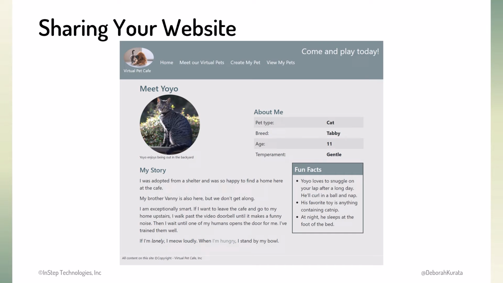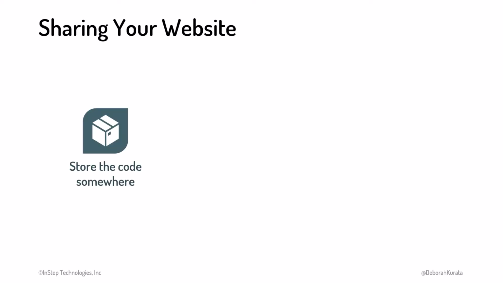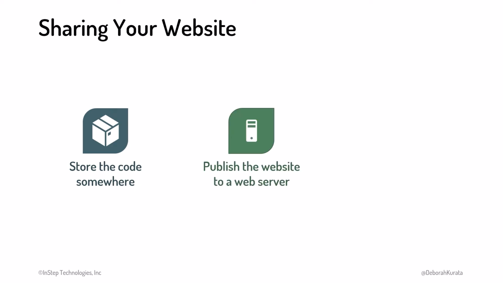Let's say we've just created a wonderfully fun website. We want to share it with the world. How do we make that happen? We need three somewhat related things. First, we need a place to store our website code. Second, we need a place to publish the website to a web server so it's part of the web. And third, we need a URL so users can access the site just like any other site on the internet.